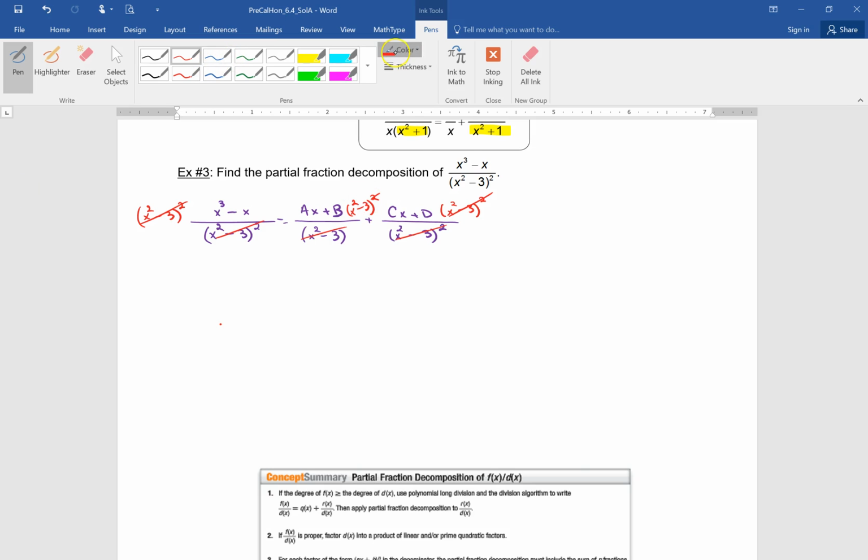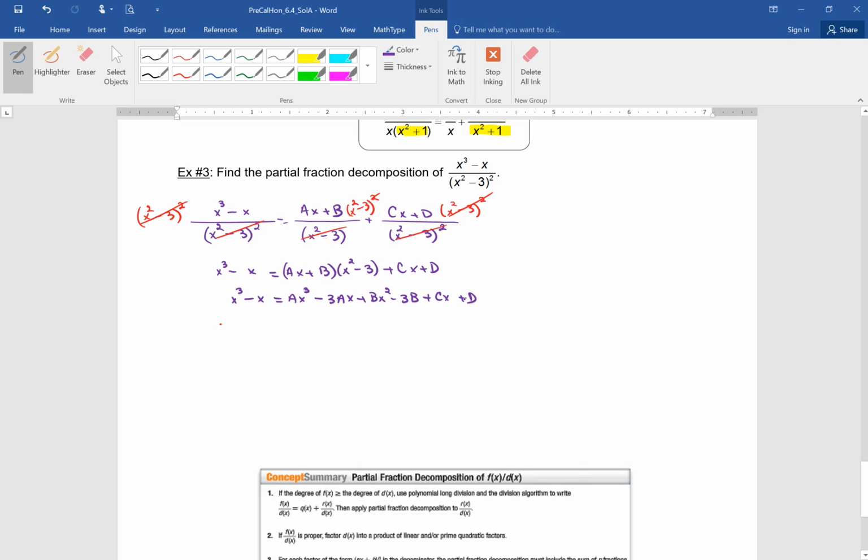So what do we have now? Now this one is a little bit different, but I think it's my favorite of the different types. So look at what we have here: x cubed minus x equals ax plus b times x squared minus 3, plus cx plus d. We're going to FOIL this here. So we have x cubed minus x equals ax cubed minus 3ax plus bx squared minus 3b plus cx plus d.